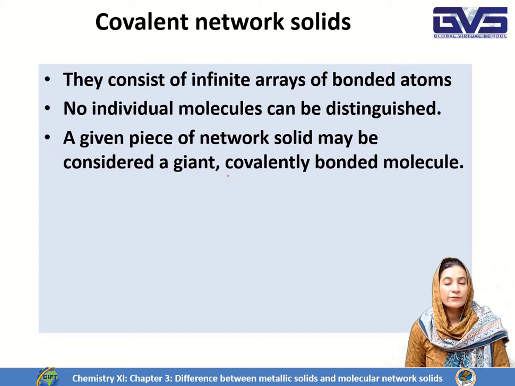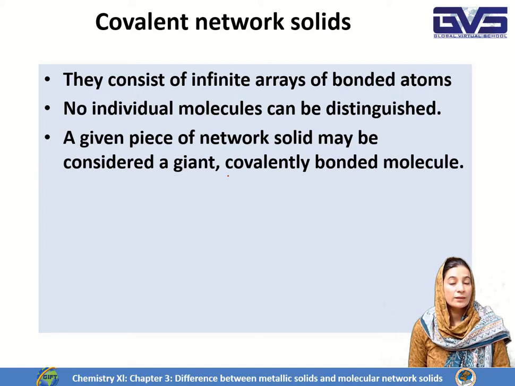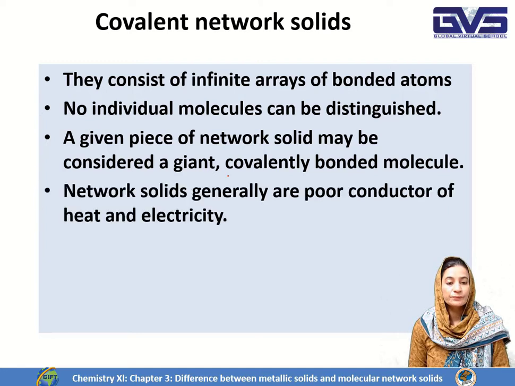For example, diamond. If you have a smaller piece of diamond or a larger piece of diamond, that is a giant covalent network. This is not limited. You can't distinguish that this is just one molecule. So these are networks that are formed through covalent bonds.